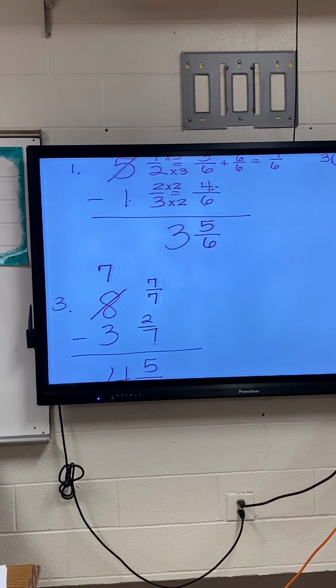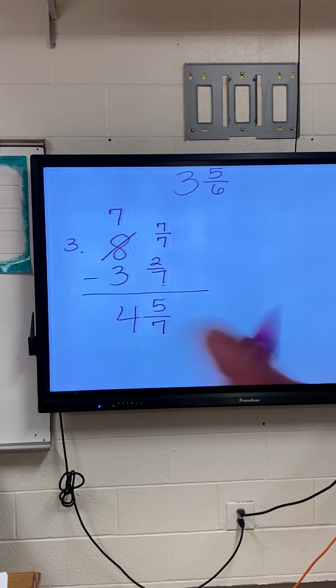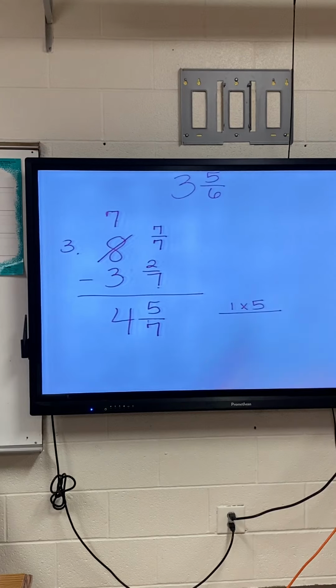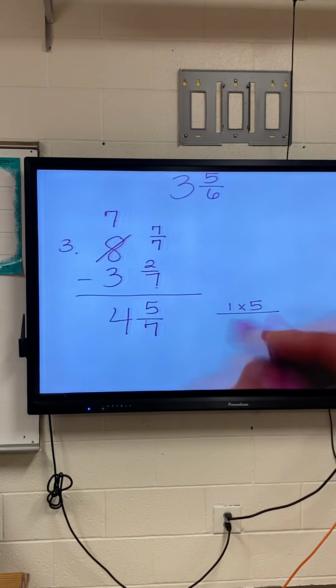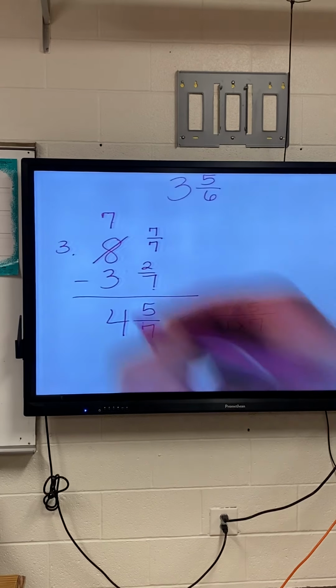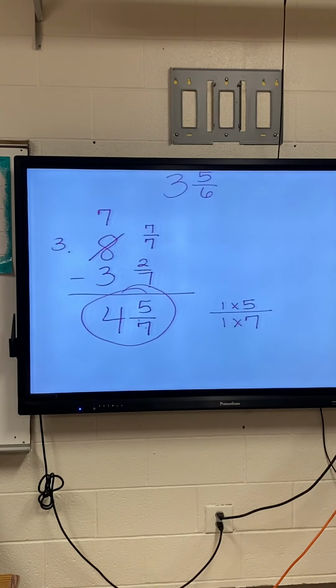Now looking at my fraction right here, all I can multiply to get 5 is 1 times 5. And all I can do to multiply 7 is 1 times 7. So this is already simplified, and 4 5/7 is your answer.